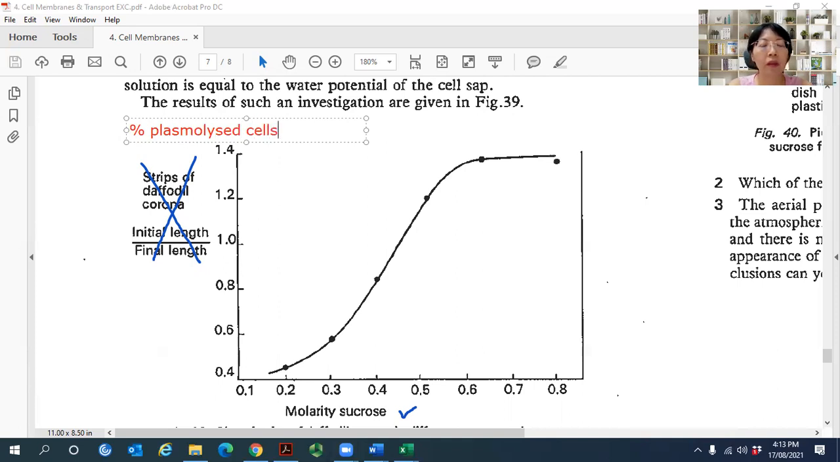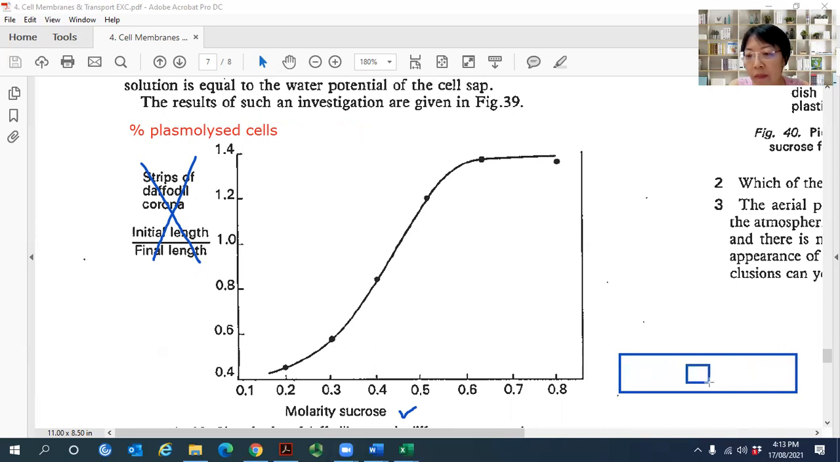So you prepare your onion epidermis, you peel it out, you cut it into 1 cm times 1 cm and place it onto the slide. So this is your slide, right? And then you've got this 1 cm times 1 cm of your onion epidermis. And then you add maybe 1 or 2 drops of the sucrose solution. So you've got 7 here, right? So you add 1 of them there. And then you cover it with a cover slip.